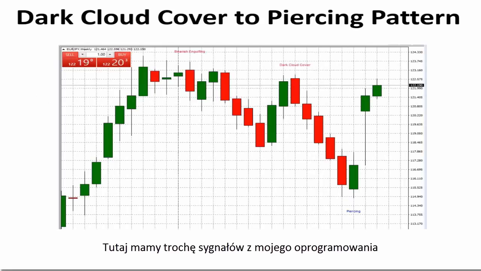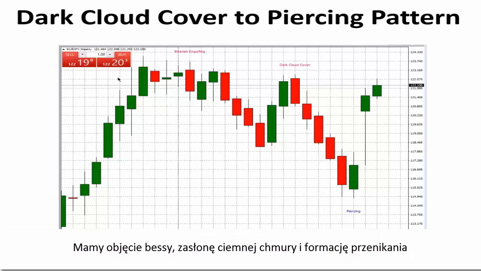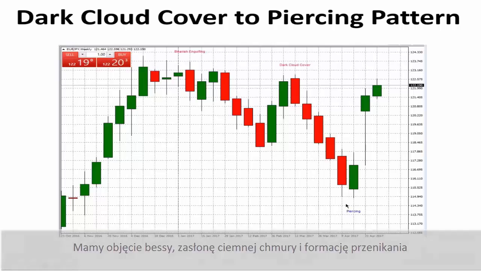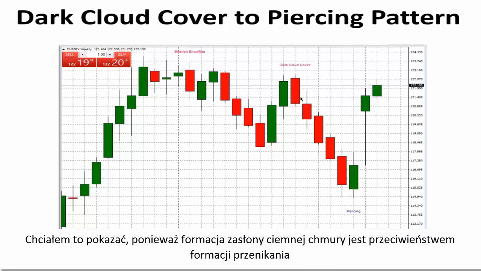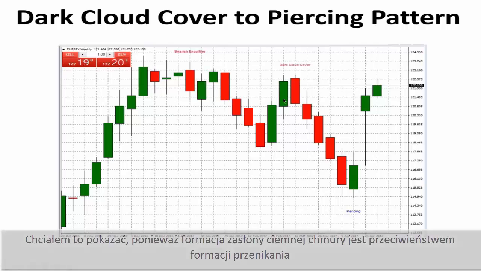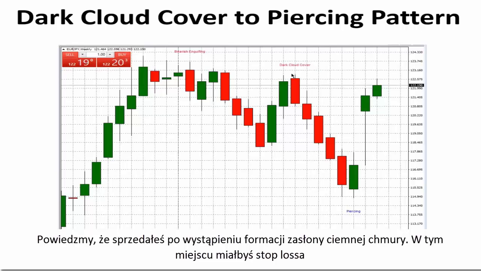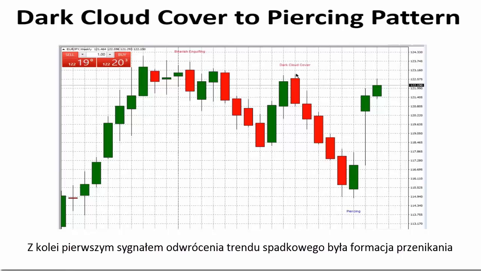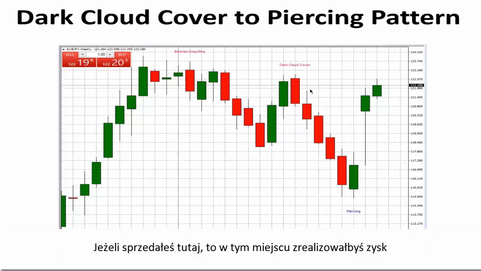So here we have some signals with NCH. We have a bearish engulfing pattern, we have a dark cloud cover, and a piercing pattern. The reason I wanted to show you this is because the piercing pattern and the dark cloud cover are opposites. Let's say you sold in this dark cloud cover over here and you had a protective stop here. The first sign of the market bottoming out via candlestick signals was this piercing pattern. So if you sold here, you could have taken profits over here.